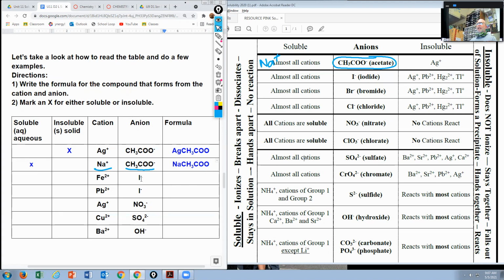Let's do the next one. Iron 2 plus and iodide. So let's take iron 2 plus and iodide. So here's iodide right here. I'll change the color. Okay, let me make it green.